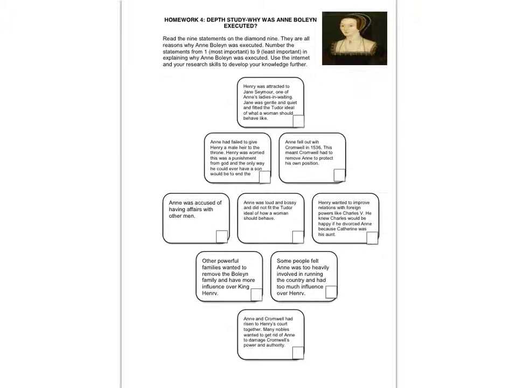Then some further in-depth work on why Anne Boleyn was executed. Why was the queen that Henry pursued earnestly for so long so short on the throne? From the research students undertake, they have to identify the most to least important reason. Again, an activity that can be undertaken in a different way should the students choose to do so.